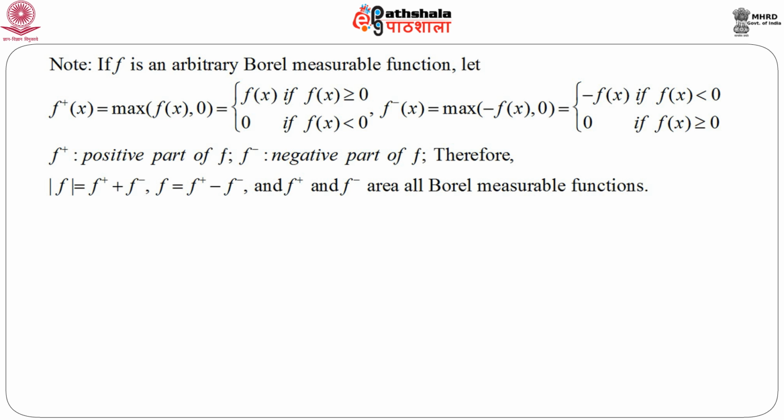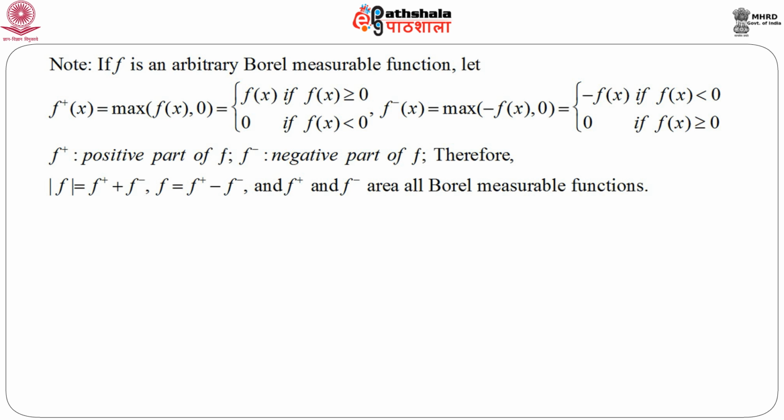Similarly, we can define f minus of x as the maximum of minus f(x) and 0. That means minus f(x) if f(x) is less than or equal to 0, and 0 if f(x) is greater than 0. So, f plus is the positive part of f and f minus is the negative part of f. Now, therefore, we can immediately see that mod of f equals f plus plus f minus.